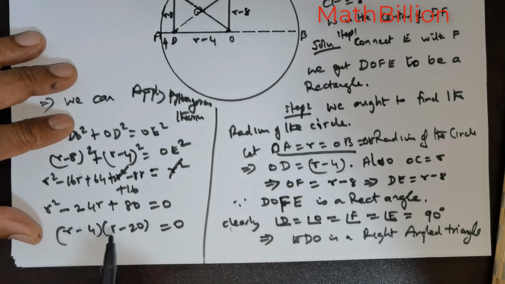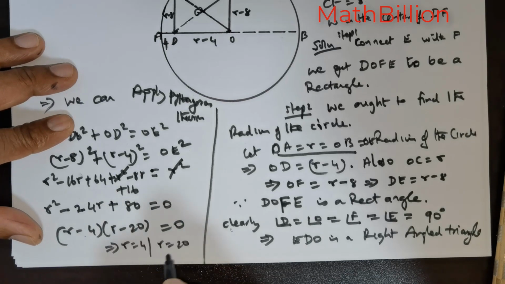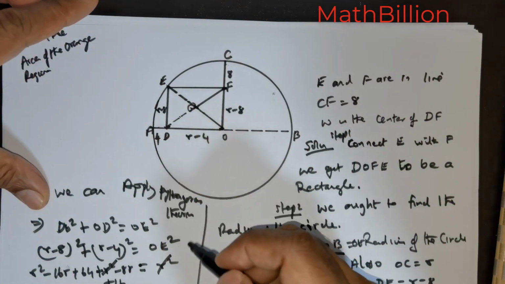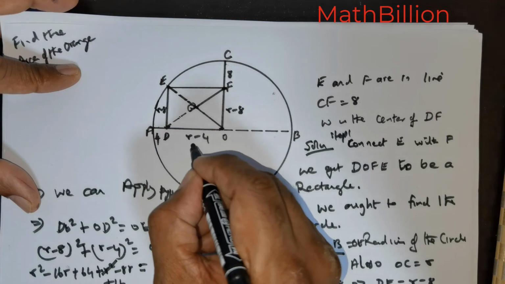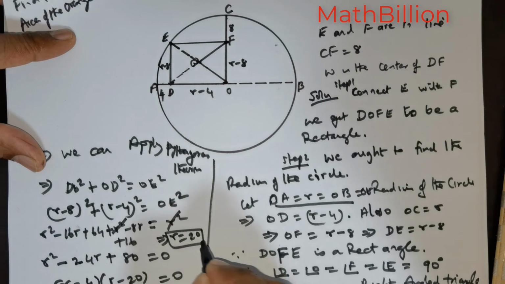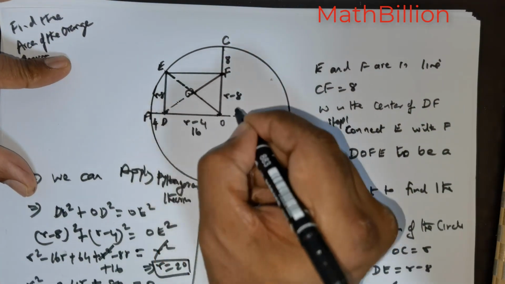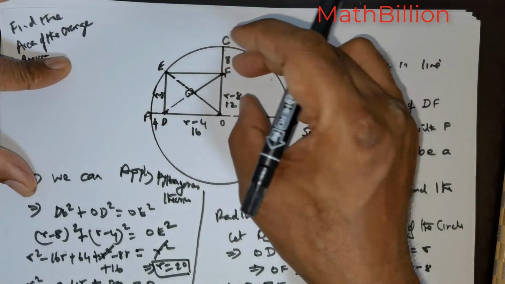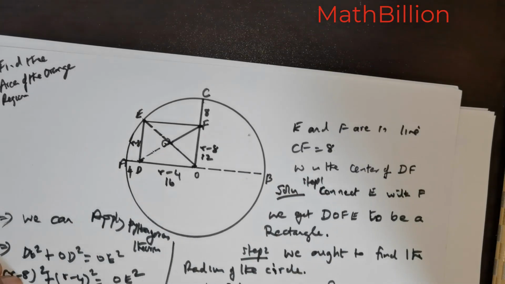You can check this out, R into R is R squared, and negative 4R negative 20R gives 24R, and you get positive 80. So this means R is equal to 4 or R is equal to 20 are two values, but R is equal to 4 will give you a 0, so we drop this. So this means my R is equal to 20, right? This means R is equal to 20 is the radius. So if R is equal to 20, this is going to be 16 and this is going to be 12, right? This end. So let me just write that down.